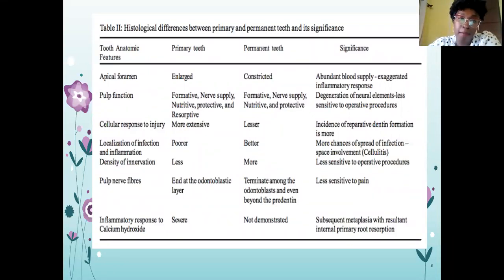The pulp nerve fibers end at the odontoblastic layer. And then when it comes to calcium hydroxide, which we shall discuss a bit more, in primary teeth, the response is quite severe. And there, we are going to look at how internal primary root resorption comes in.